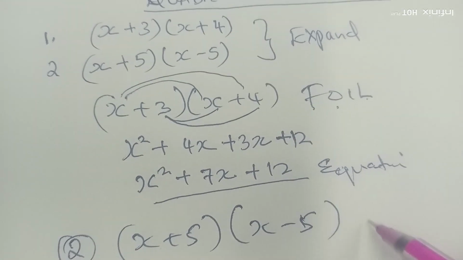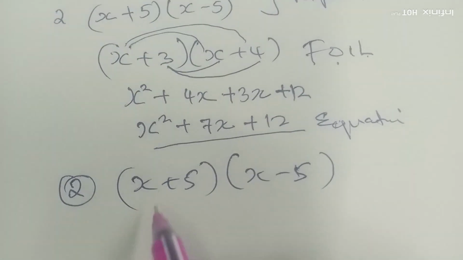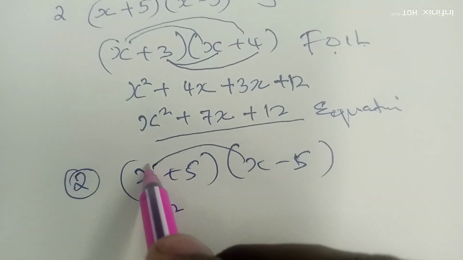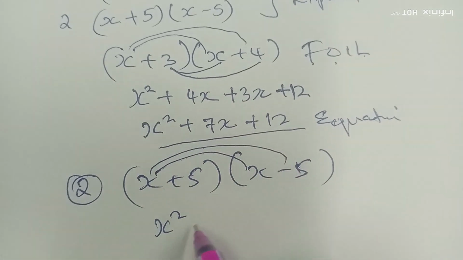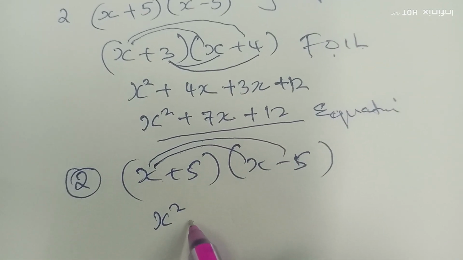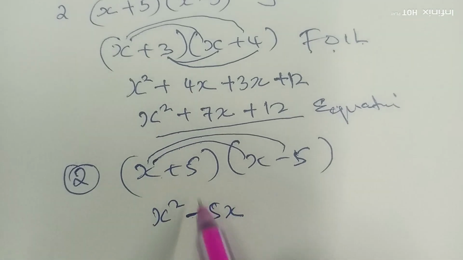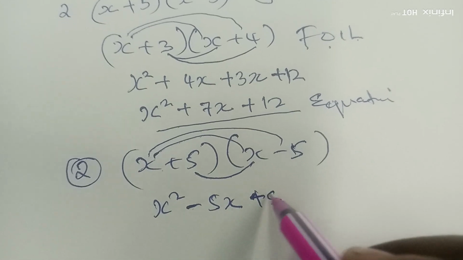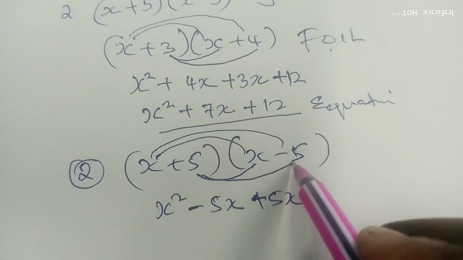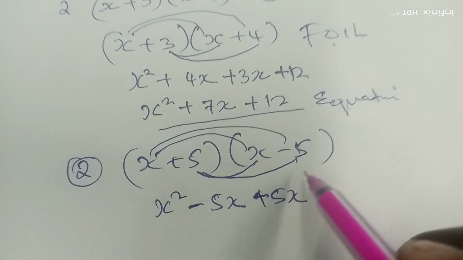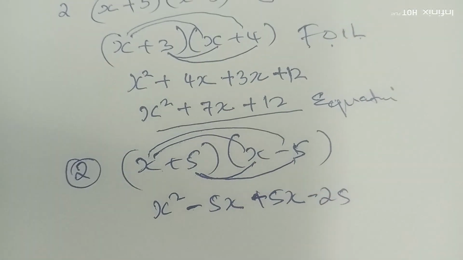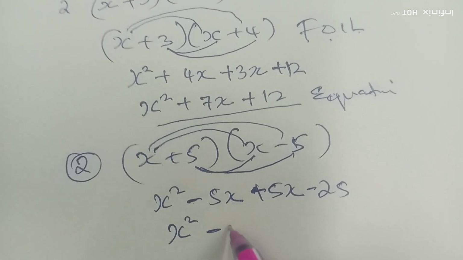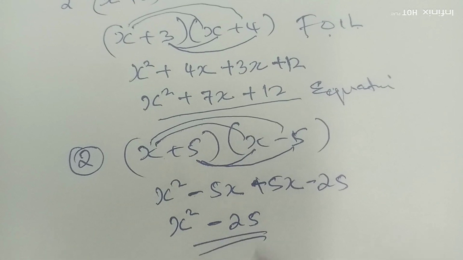As we expand it, we can still use FOIL, as I already told you. So we start by doing x times x, which is x squared, then x times negative 5, which is negative 5x, then plus 5 times x, which is plus 5x, then plus 5 times minus 5 is negative 25. By collecting the like terms, we get x squared minus 25. So this is a perfect square.